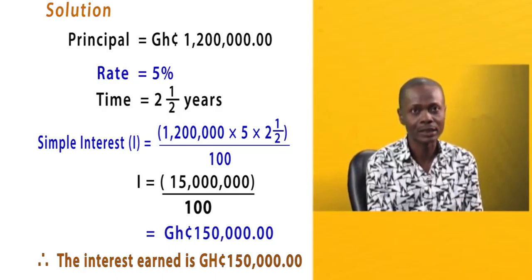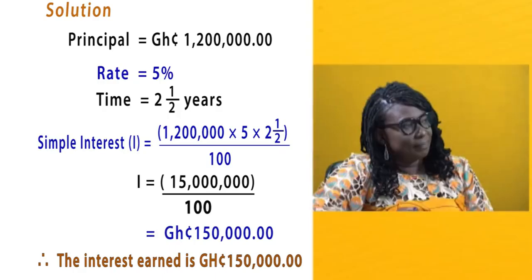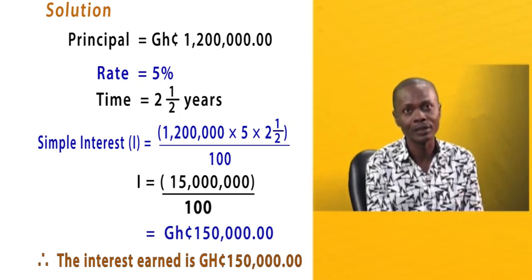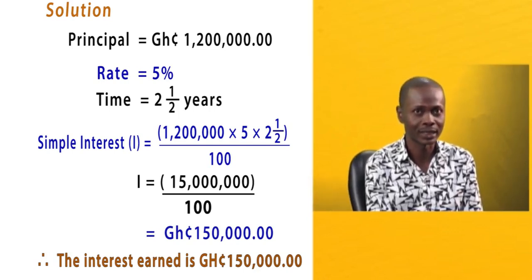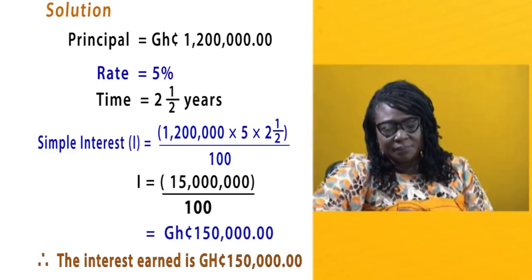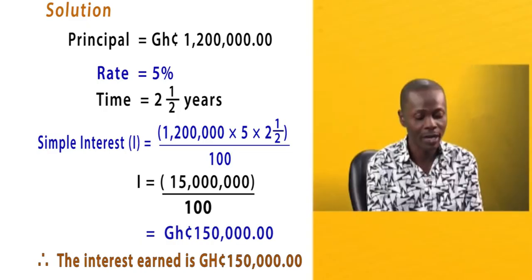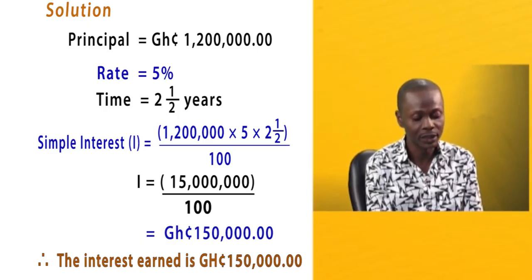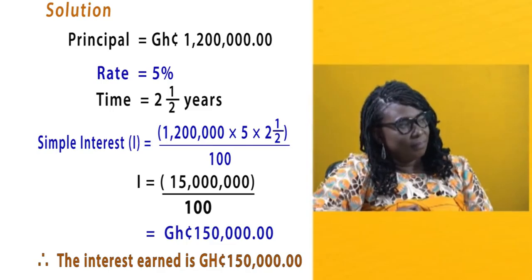We have the principal as 1,200,000 Ghana cedis for a period of 2.5 years at a rate of 5%. By just multiplying 1,200,000 by 5 by 2.5, over 100, we are going to get 150,000 Ghana cedis, which means that the simple interest on an amount of 1,200,000 cedis for a period of 2.5 years at a rate of 5% is equal to 150,000 Ghana cedis. Oh, thank you.